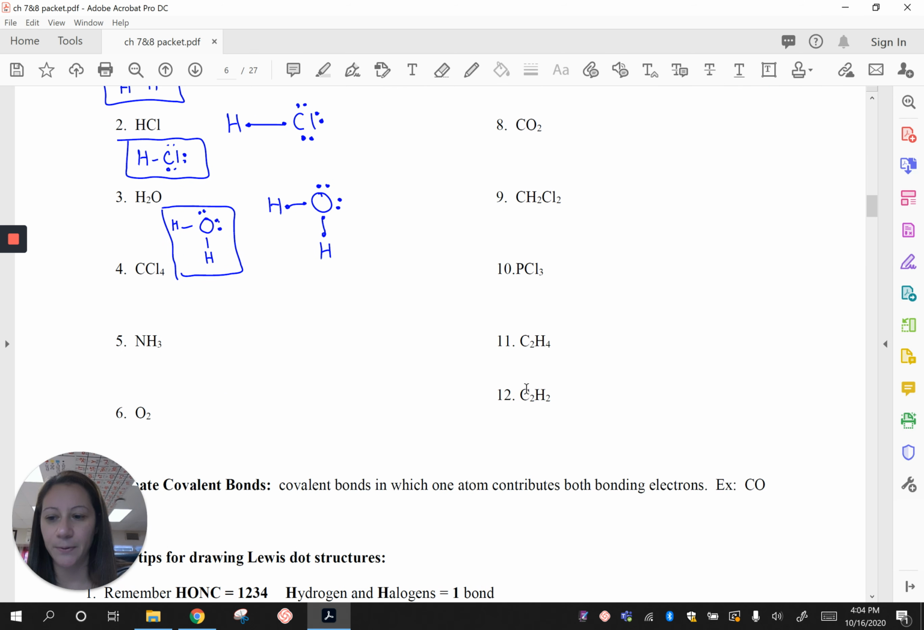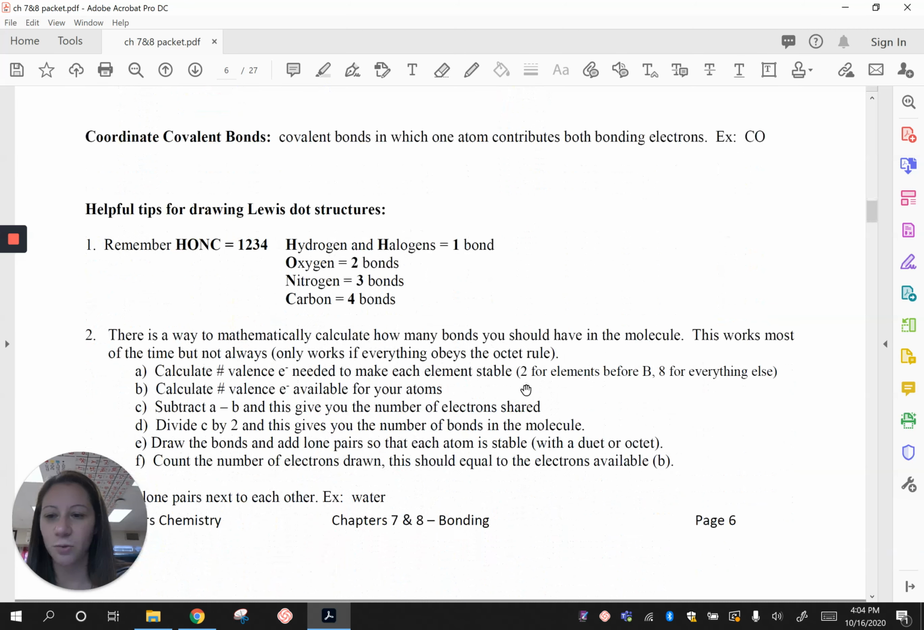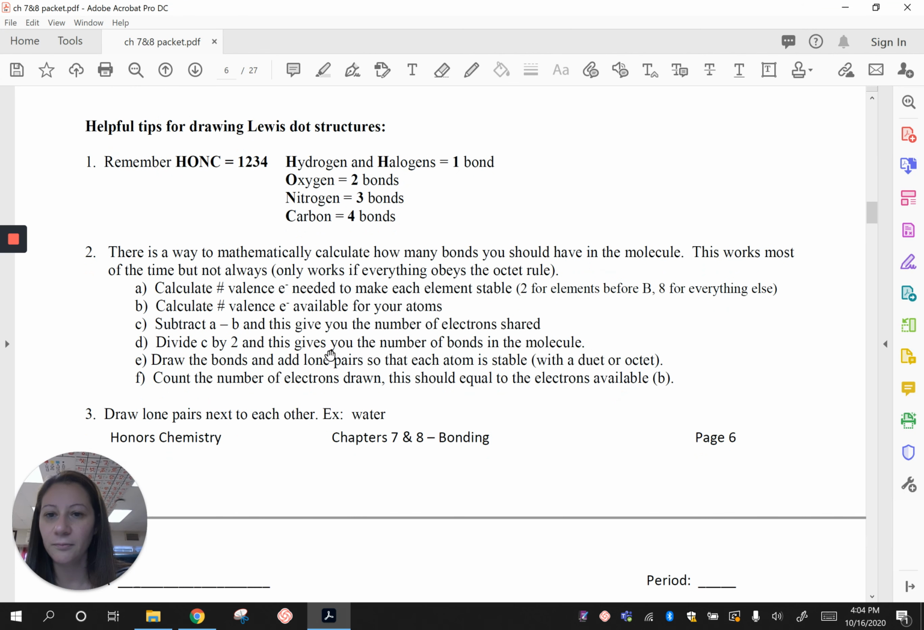Another little tip is if you look down here, this might be helpful. It doesn't work 100% of the time, but it helps, I'd say, 90% of the time. I don't know if you remember this or were taught this in biology, but HONC represents 1, 2, 3, 4, the number of bonds that these atoms can make. So H stands for hydrogen or halogens. Hydrogen or halogens usually only make 1 bond. Oxygen usually makes 2 bonds, nitrogen 3 bonds, carbon 4 bonds.